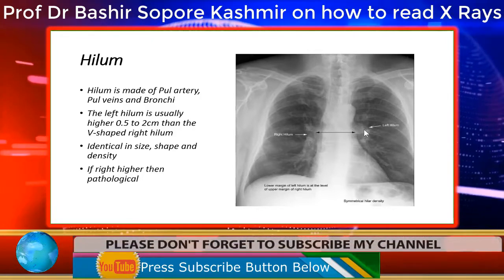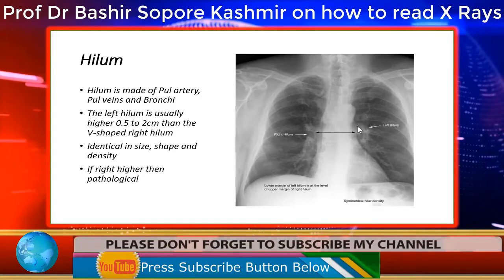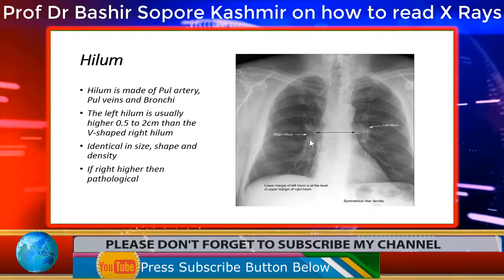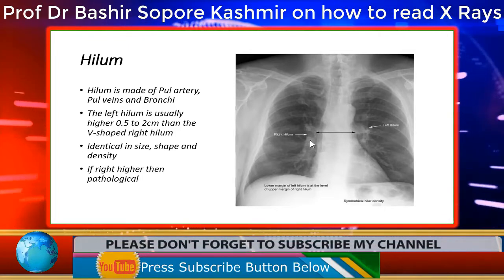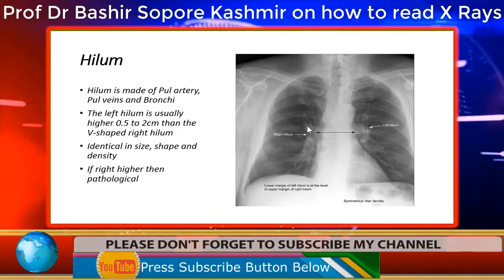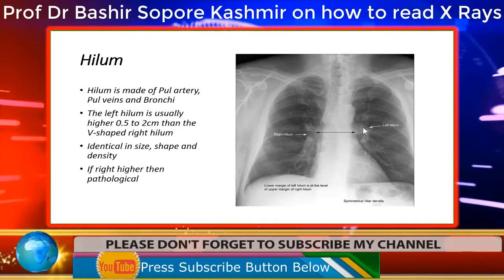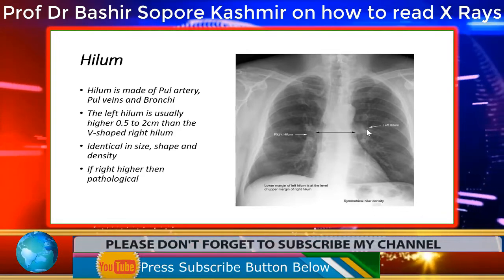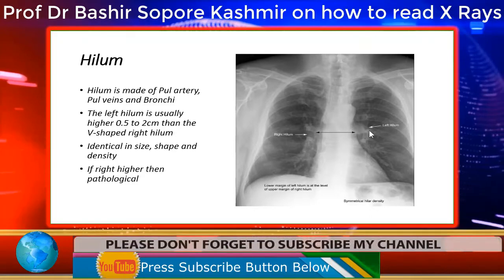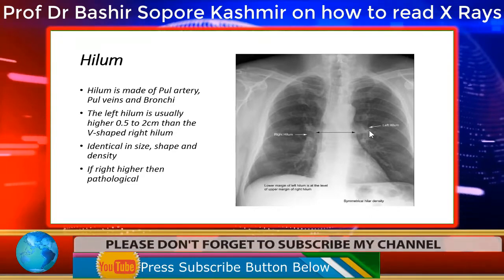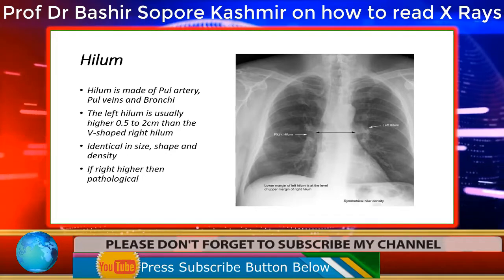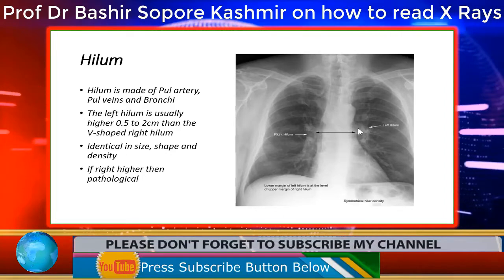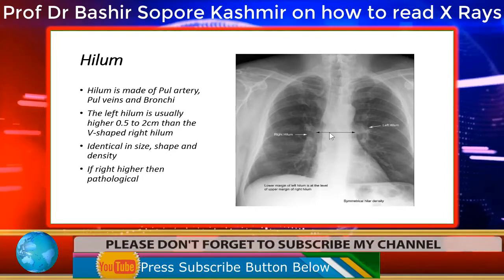The left hilum is usually higher, 0.5 to 2 centimeters higher than the right hilum, and is V shaped. You can see here the V shape. So here also you can see the V shape. The one is going up and this is going down like this. And you must remember that if you find that the right hilum is higher than the left hilum, then it is definitely pathological.